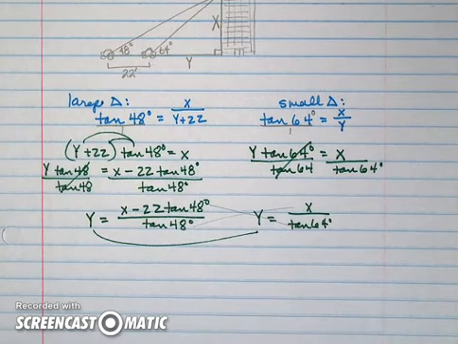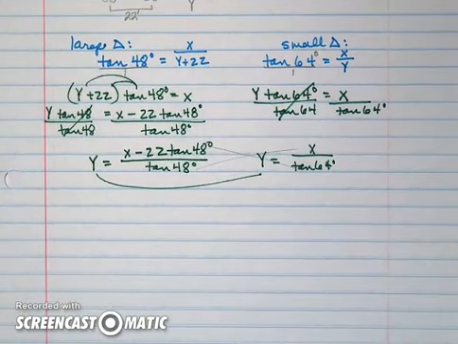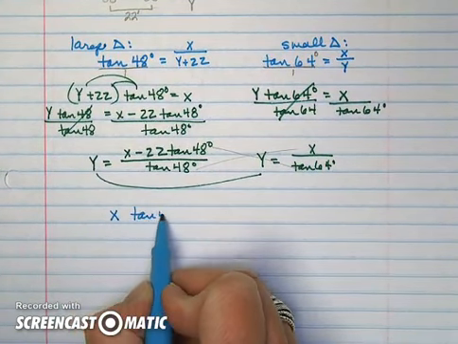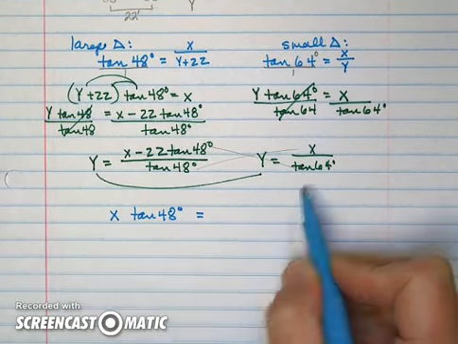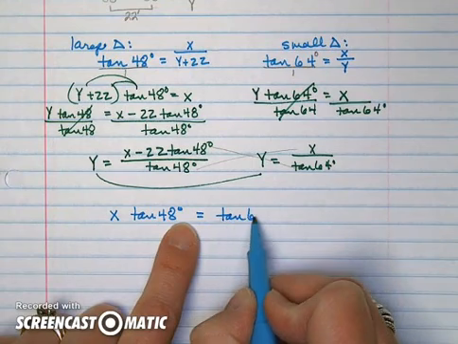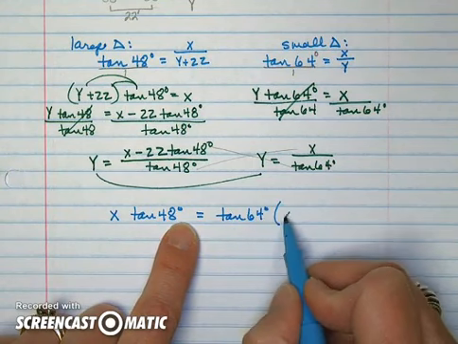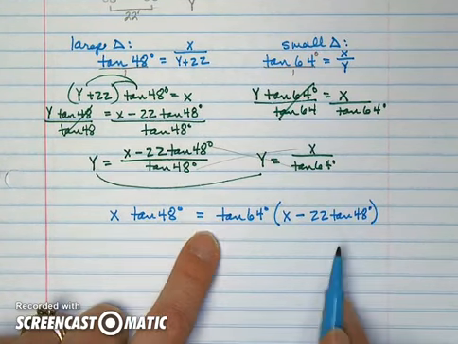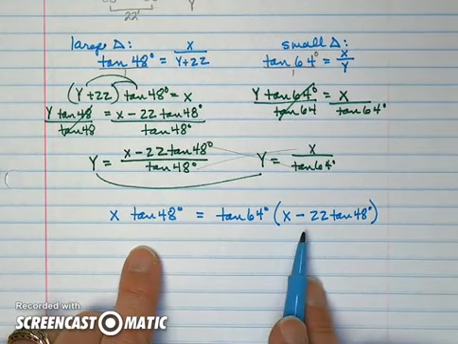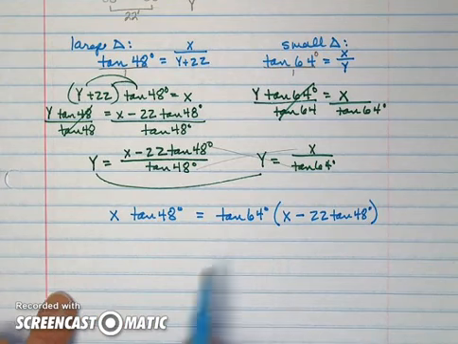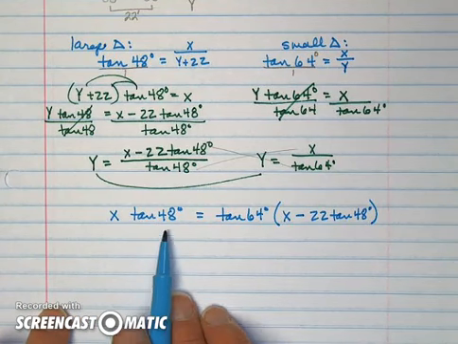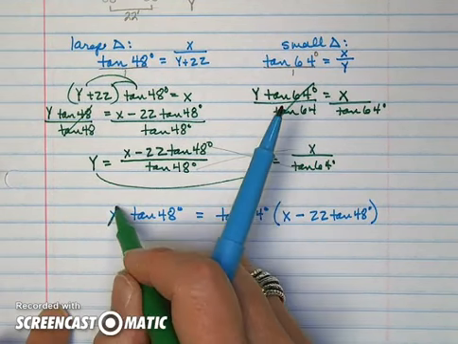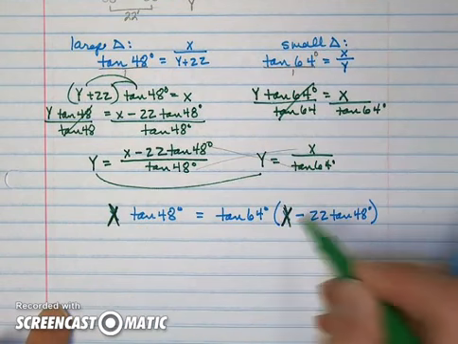Okay, so when I cross multiply, I'm going to have x times tangent of 48, that's the easy one. Here I'm going to have tangent of 64 times x minus 22 tangent of 48. Now remember, all of these tangents I could put in the calculator and I can get those values. They're numbers. They're values of one of the sides of the triangle. We already have the degree. So now remember our goal. We have an x here, I have an x here. I need to get them on the same side.